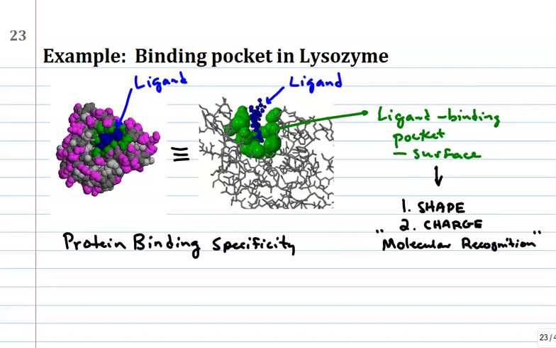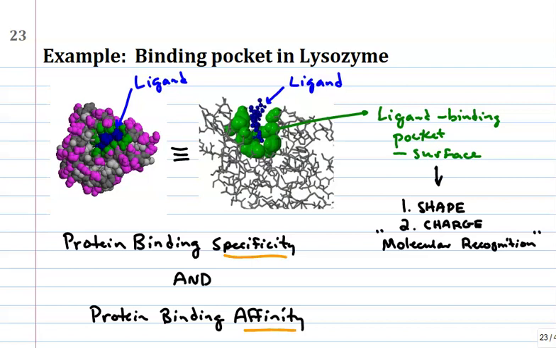The other key thing is binding affinity. Specificity and affinity are two very important aspects of proteins binding ligands. If you're a protein, do you bind your ligand tightly or do you bind your ligand weakly? That's going to be very important in your biological function.